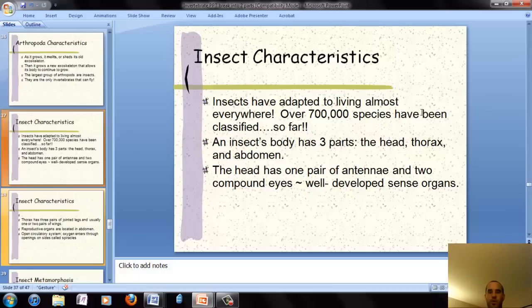The head has 1 pair of antennae and 2 compound eyes. So they're bilaterally symmetrical, and they've got more developed sense organs at the head end of the insect for sensing light and also being able to sense their surroundings.